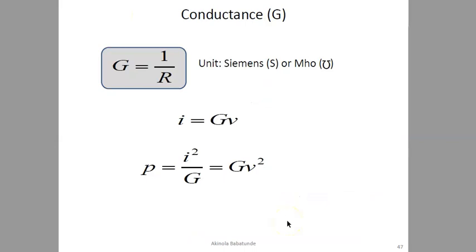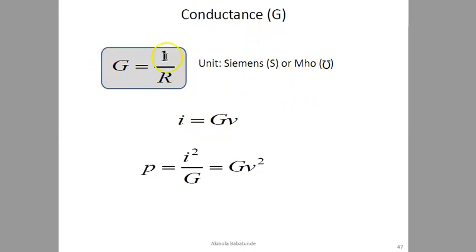Now, let's quickly talk about conductance. Conductance is usually given as the inverse of resistance. It is represented with G, and the unit of conductance is Siemens or mho. The unit of resistance is ohms, and since we're talking about the inverse of resistance here, the unit can then be called mho, which is ohms inverted. So conductance is the inverse of resistance, usually represented with Siemens or mho.